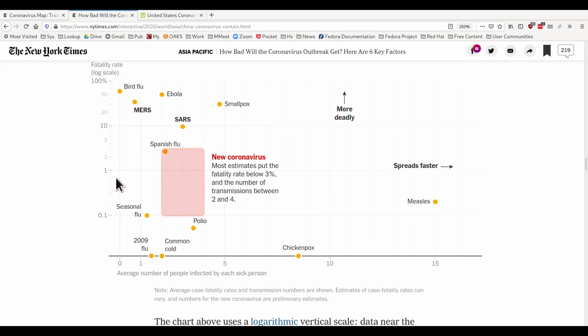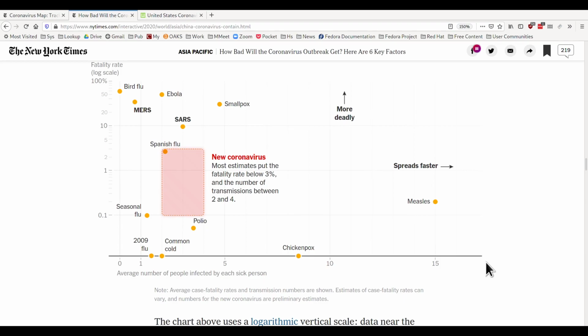It's logarithmic to kind of spread things out and to show you, for example, that the Spanish flu is over 10 times more deadly than the seasonal flu because it's more than one unit up here. MERS is about 10 times as deadly as the Spanish flu because you can see it's about a unit here above the Spanish flu. So that's the vertical axis.